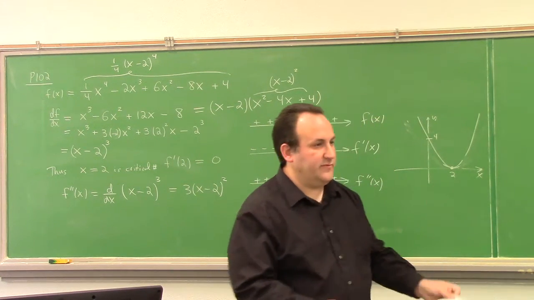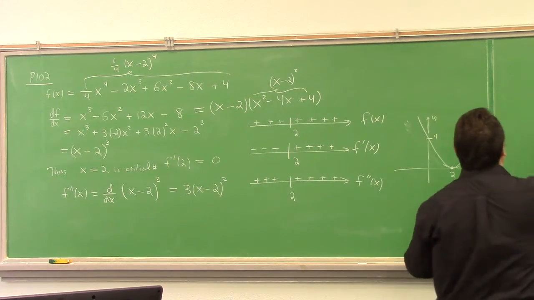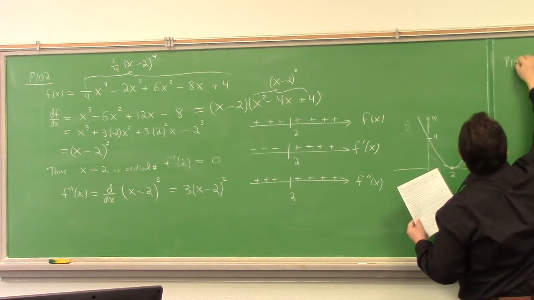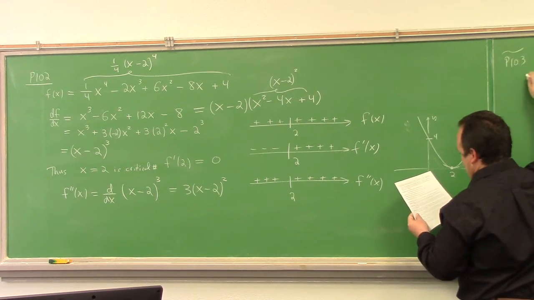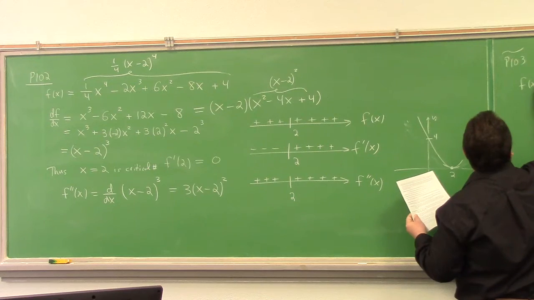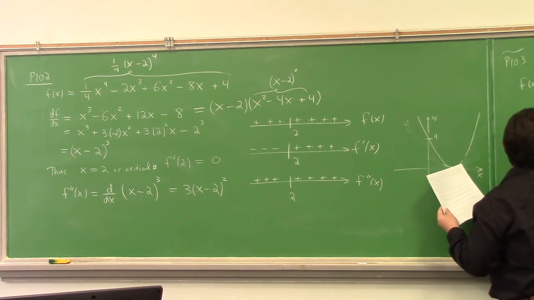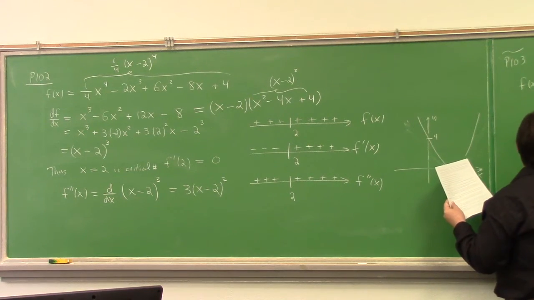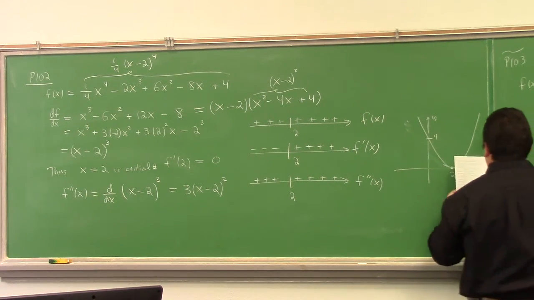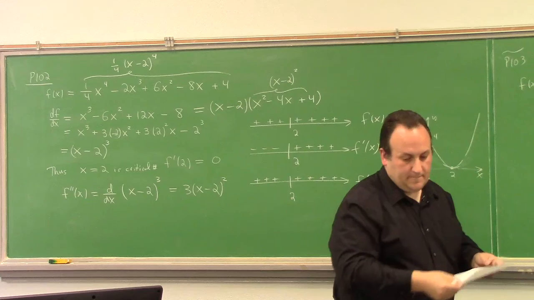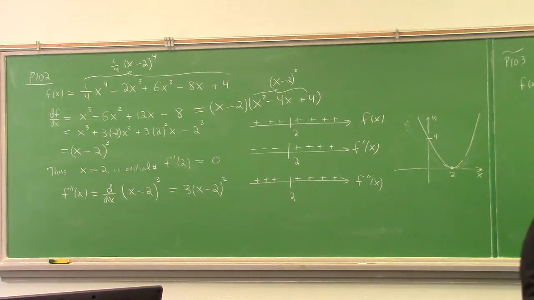Here, for 103, let me work something like 103, but not 103 itself. So let me call this 103 tilde. Suppose you had f of x equal to e to the x squared minus 5x plus 6. You're supposed to find the critical numbers of that, right? So we differentiate that. What do you get?